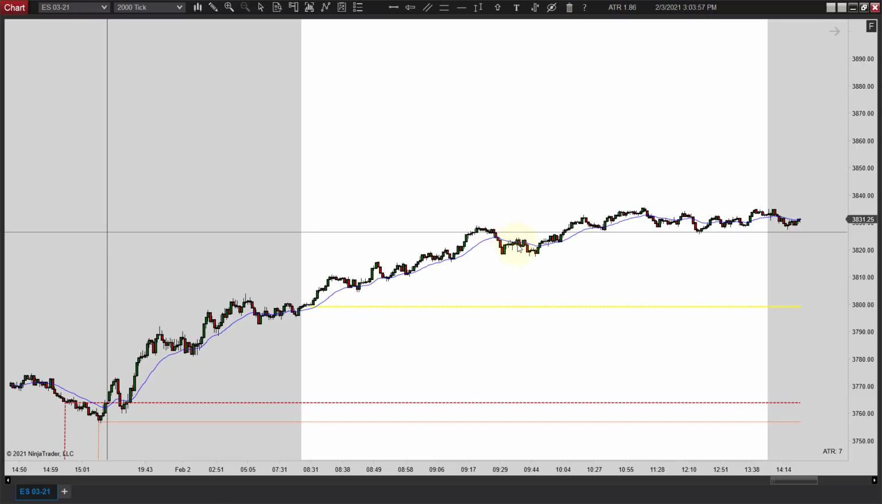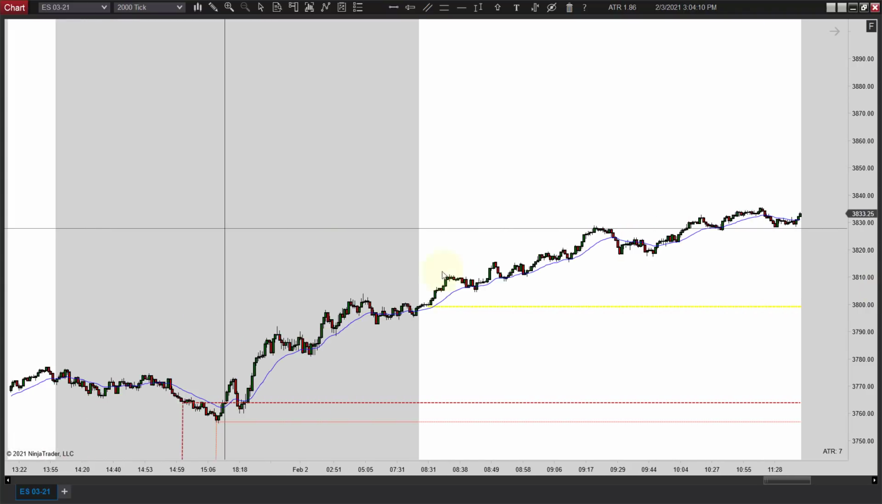Here you got prices below it for a little bit. We had a little correction, and then we continued up again. And then here you can clearly see prices above and below the EMA. Look how flat it is. We're in a range right there. That's how you know this stuff.